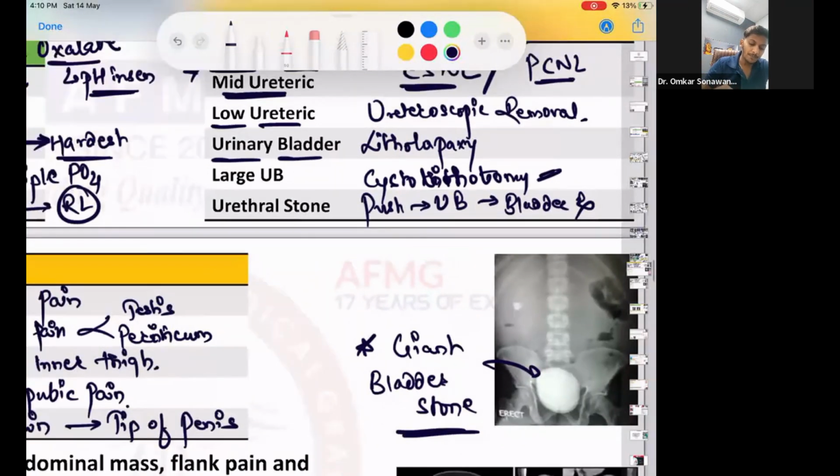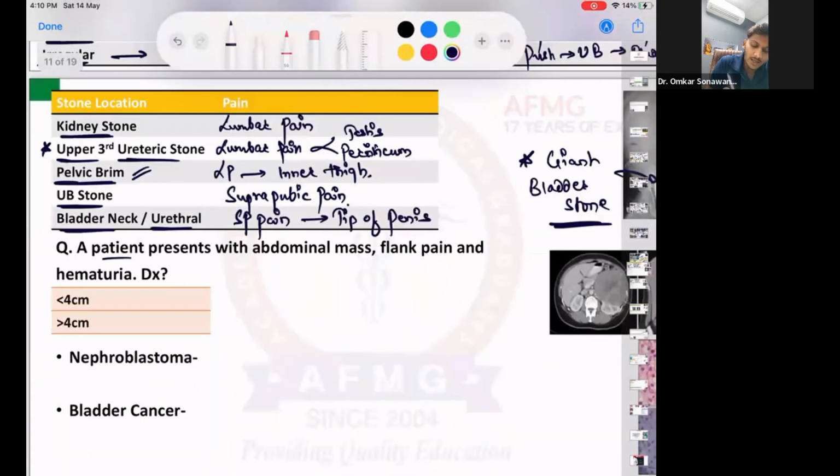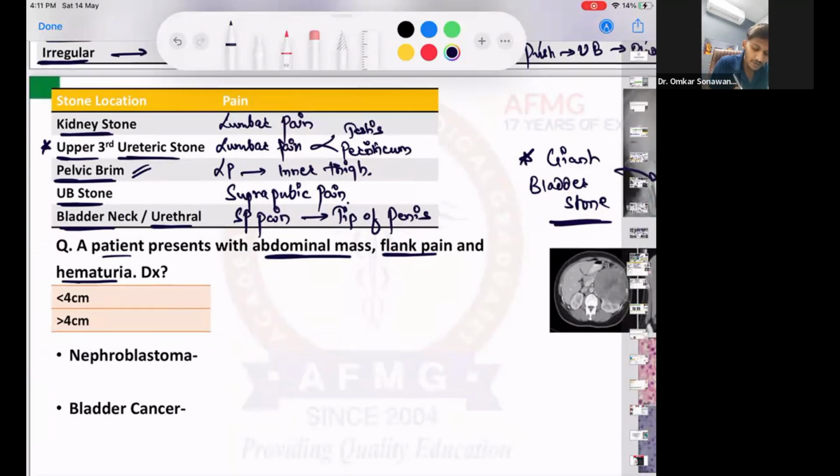Next, a patient presents with abdominal mass, flank pain, and hematuria. This triad is seen in which condition? What is the diagnosis usually? Here I'm not asking for the definite diagnosis, but the provisional diagnosis would be RCC, that is renal cell carcinoma. So abdominal mass, flank pain, and hematuria is a triad for renal cell carcinoma.